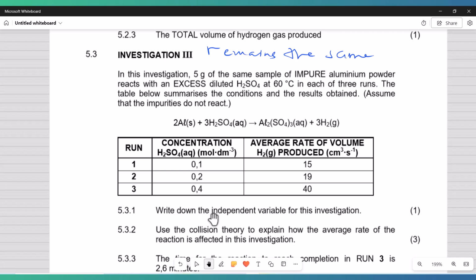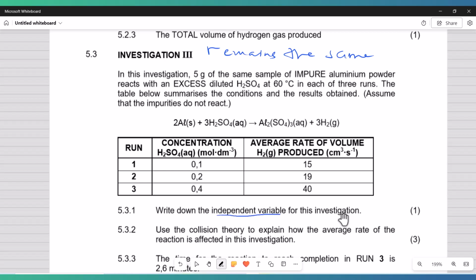Let's write down the independent variable for this investigation. Now let's listen carefully here, learners. The independent variable is defined as that variable which the experimenter changes. So learners, what are they changing? It's going to be our independent variable.